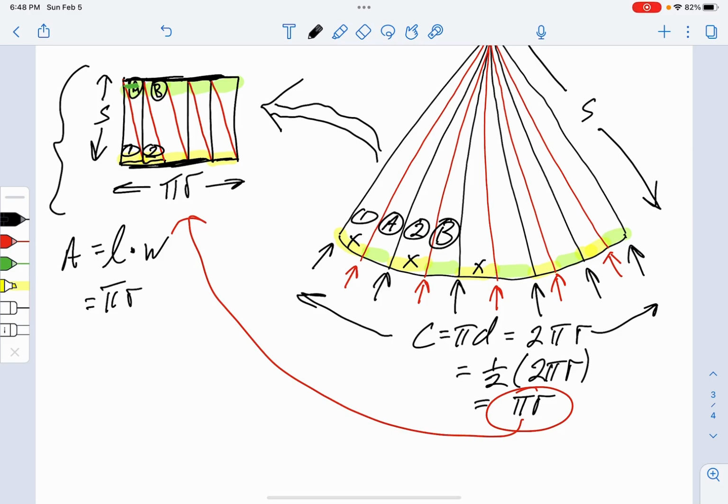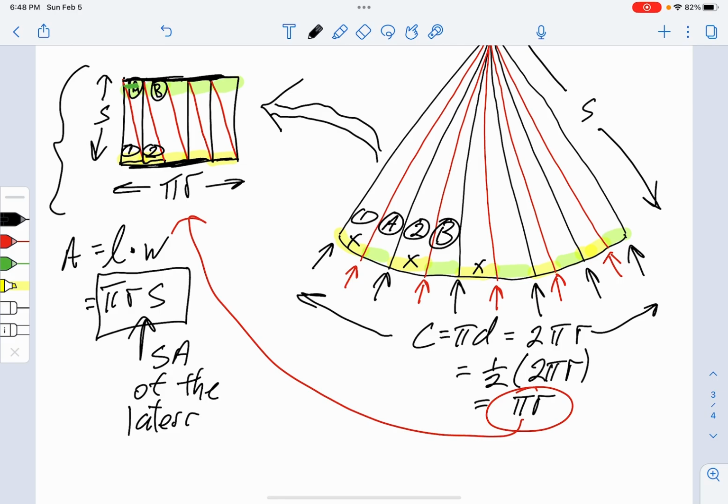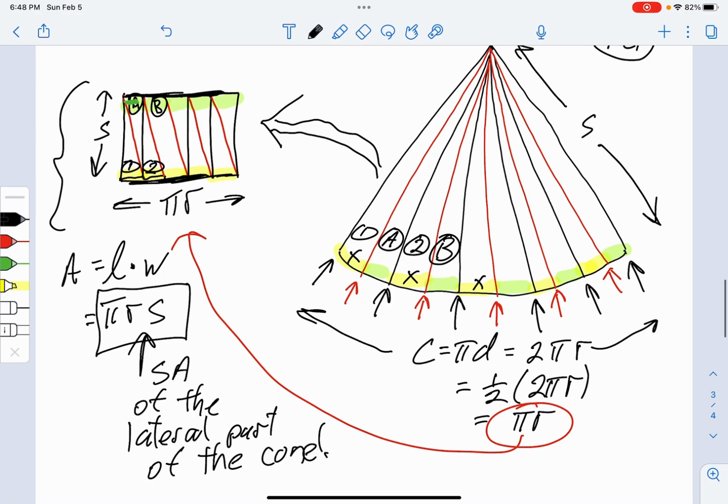And so this whole thing, a rectangle with area equals length times width, is simply pi r s. If you remember, that was the surface area of the lateral part of the cone.